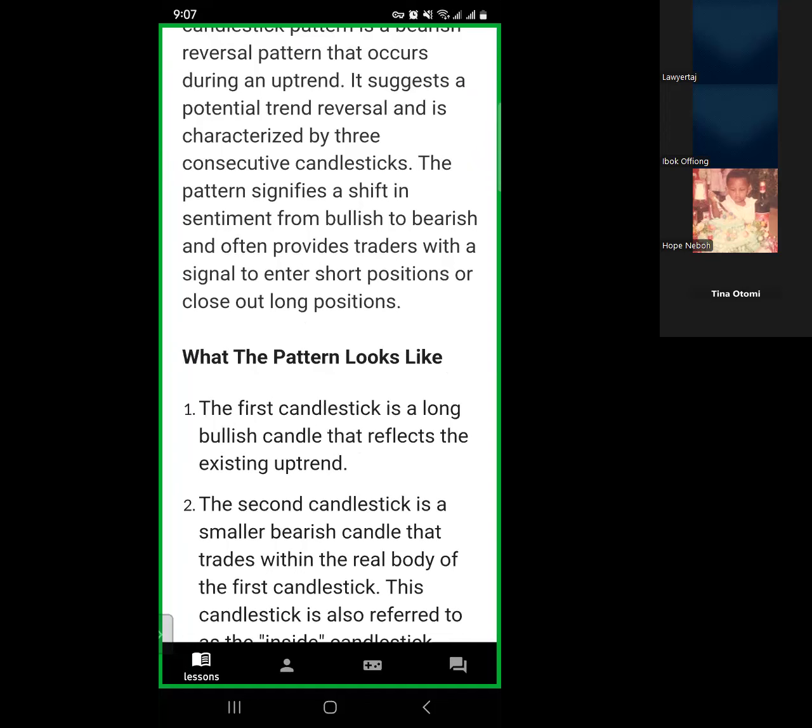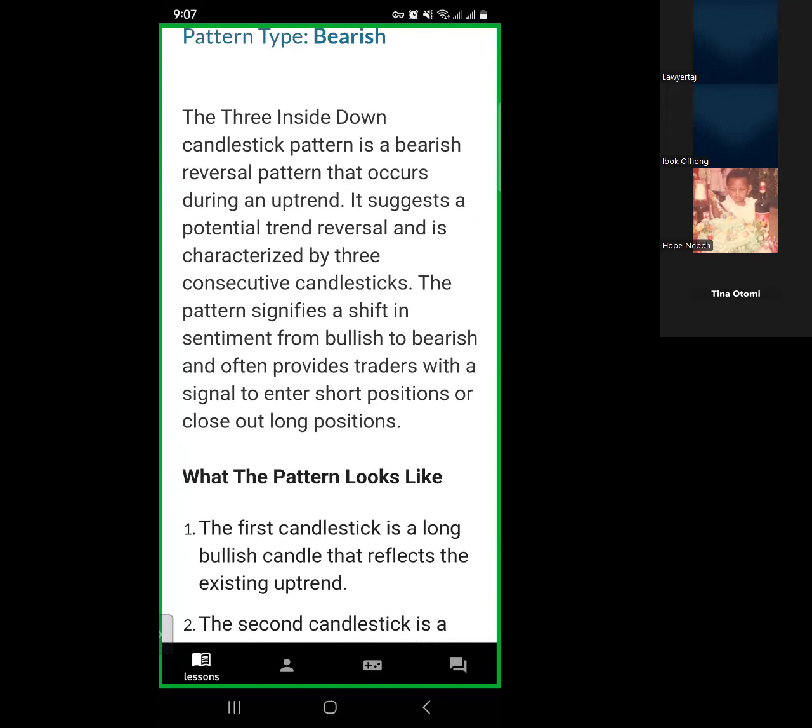Okay, so let's finish this and then we go to the test, which is the important part. The three inside down candlestick pattern is a bearish reversal pattern that occurs during an uptrend. It suggests a potential trend reversal and is characterized by three consecutive candlesticks. The pattern signifies a shift in sentiment from bullish to bearish and often provides traders with a signal to enter short positions or close out long positions. Exactly what I said, right?